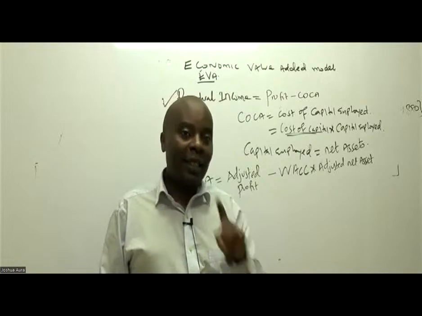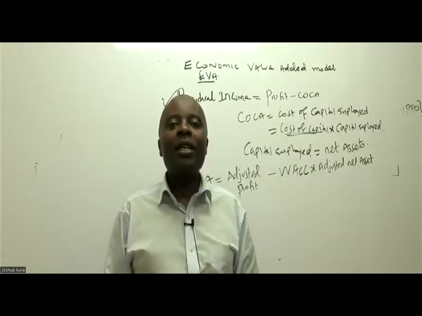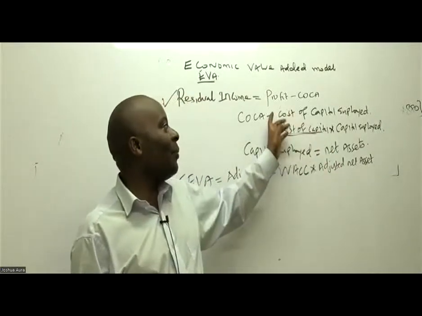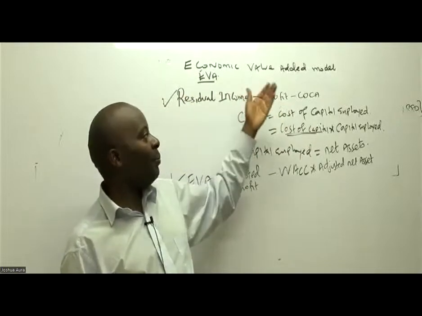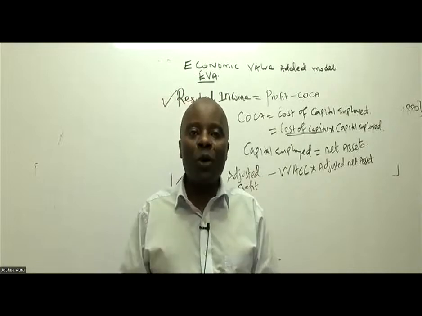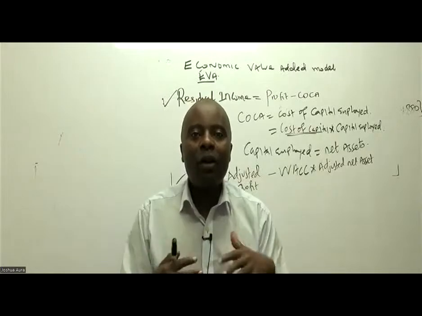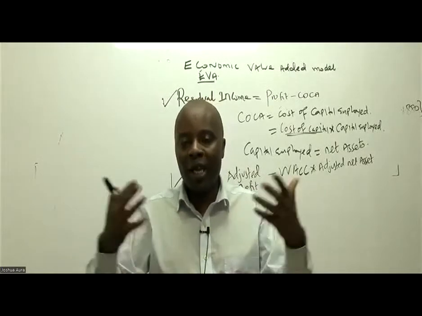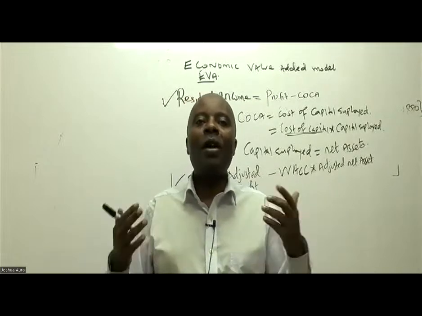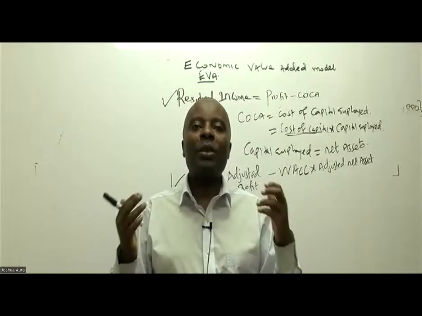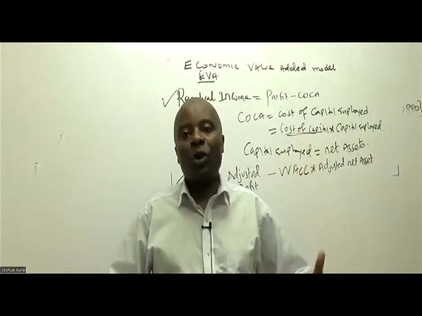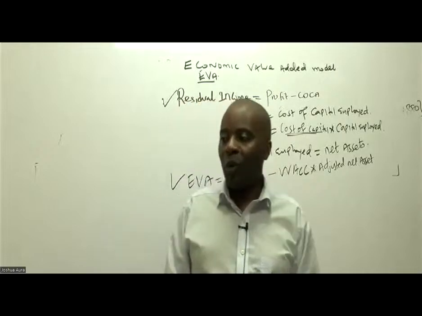And then the other thing you're supposed to know is that EVA is a cash flow based model. Unlike residual income, which is purely historical, purely profit, EVA is a cash flow based model. And that is where we add back all the non-cash operating expenses, like depreciation, amortization, etc., to be able to derive what we call a cash flow.